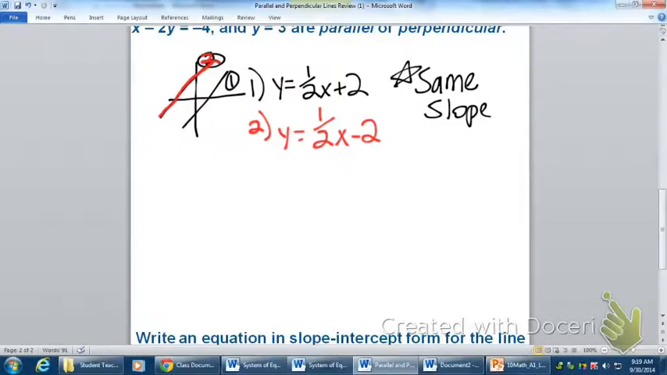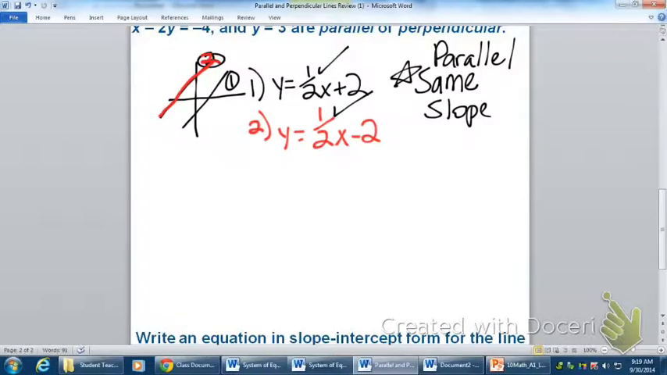So, like if we're looking at our two lines right here, number 1 and number 2, they have the same slope. Because the slope of line 1 is 1/2. The slope of line 2 is 1/2. So they have the same slope. So these lines would be parallel. Okay? Parallel lines have the same slope. Put a star right there, and we're talking about parallel lines, okay?